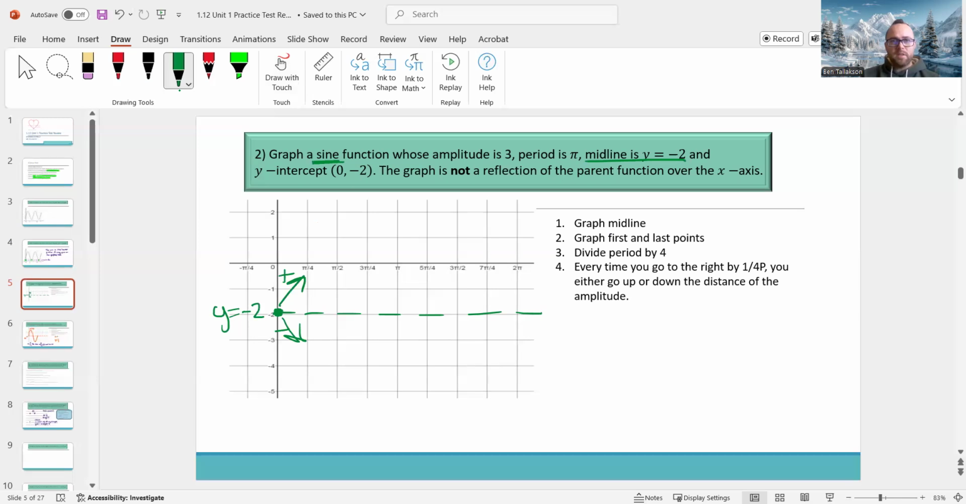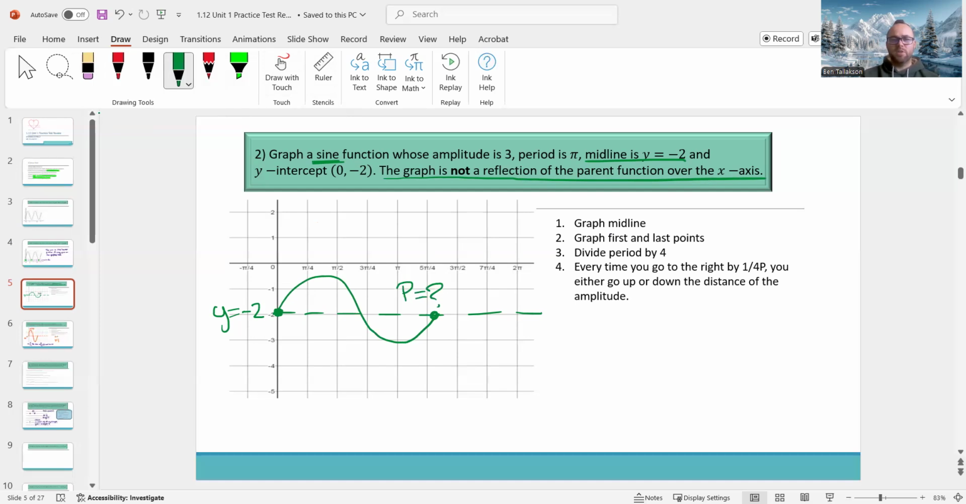Well, what did they say here in the end? They said the graph is not a reflection of the parent over the x-axis. Well, this parent function is positive, right? And positive goes up. So it's going to look something like this. We know we're going to go mid to mid, but we're not exactly sure how long the period is yet.